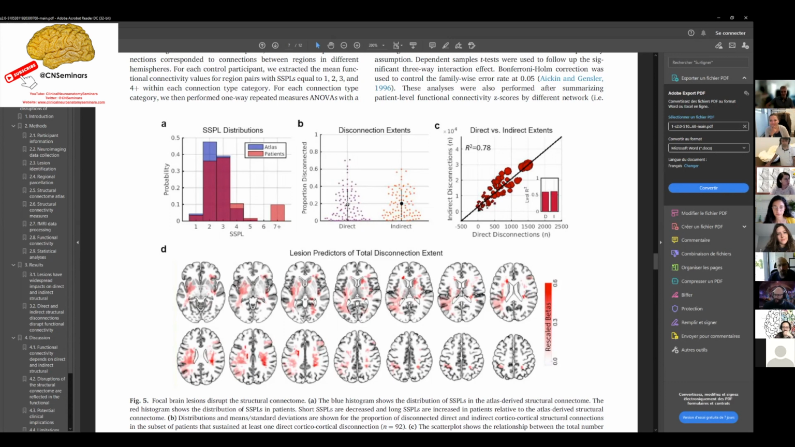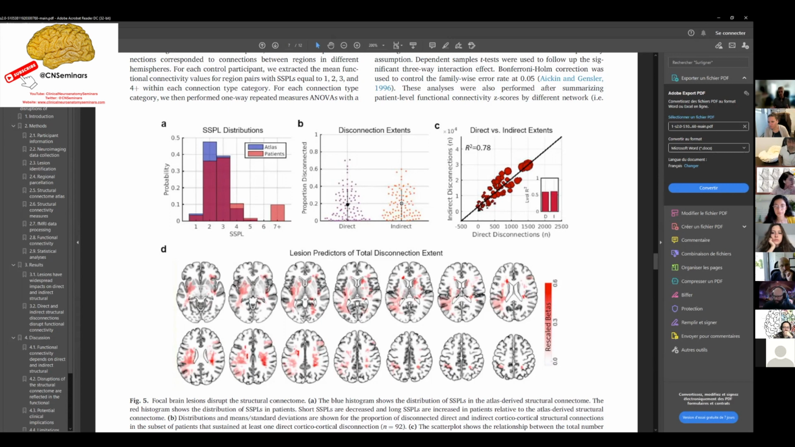I might be a bit unclear here, so I'll just take it again. What I meant is that 20% of the direct connection between regions has been severed in general in the patients, and also 20% of the indirect link has been severed. So, meaning that in each case, the original path has been broken, and it requires an increase in SSPL to restore this link.